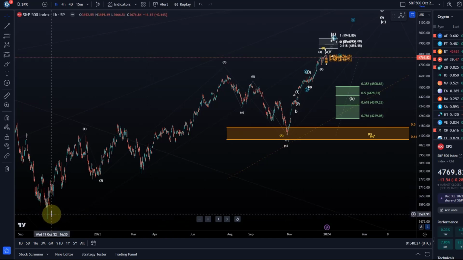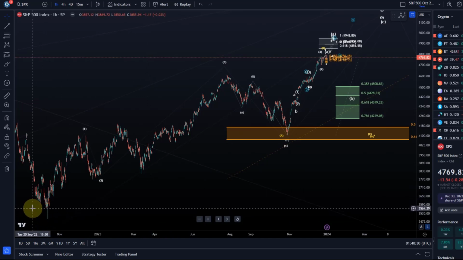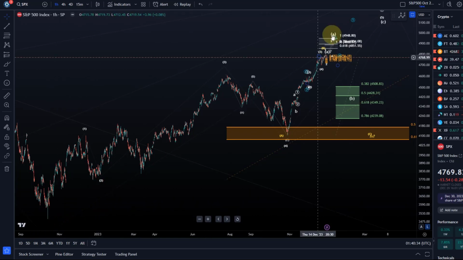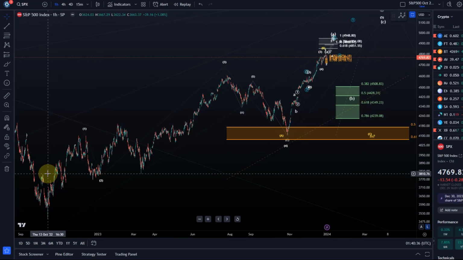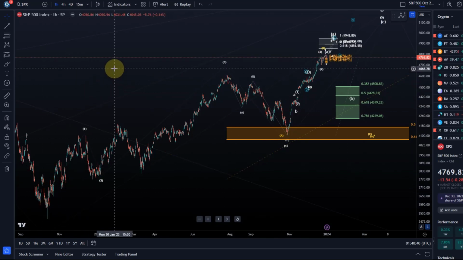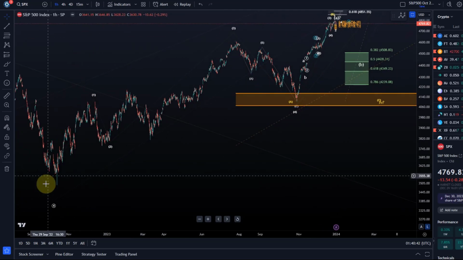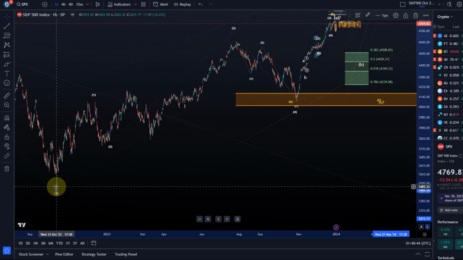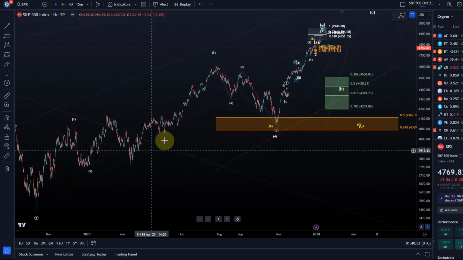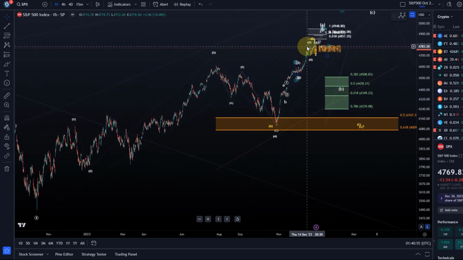I've zoomed out and you can see the entire history since October '22 when this run up started. I want to describe here the wave structure, and my interpretation is that the low that was formed in October '22 was a so-called wave 4 correction, the low of a wave 4. And the move to the upside doesn't look impulsive.